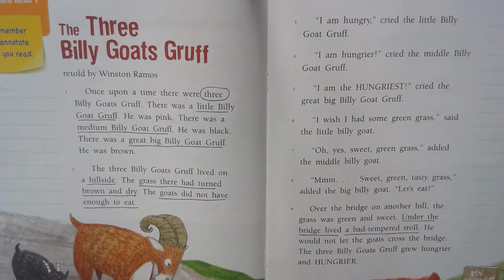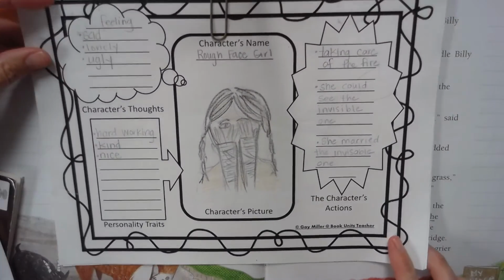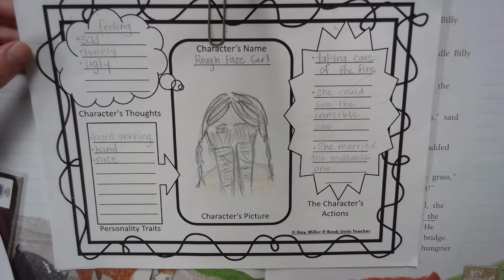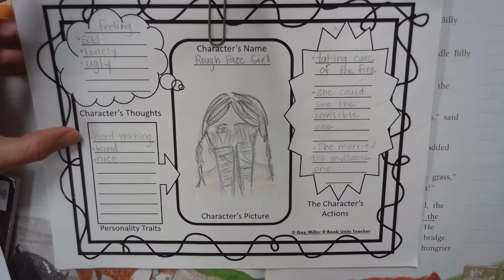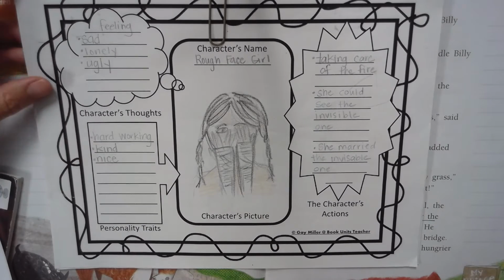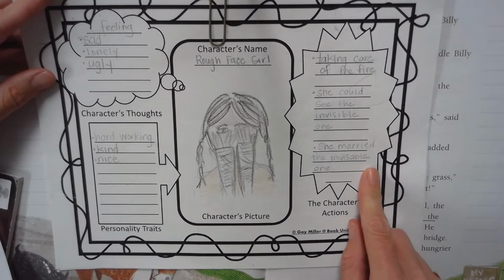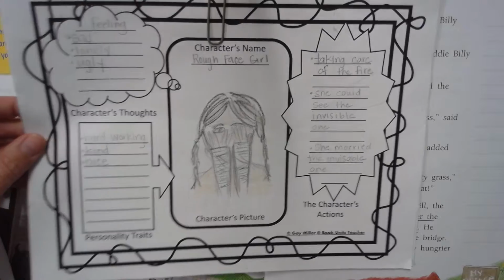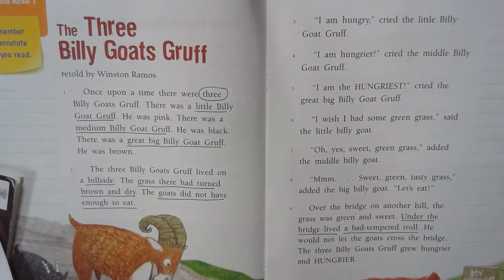We did this with Rough Face Girl. If you remember, we picked some words that described her character. I can show you just to give you some memory here. We said she was feeling sad and lonely, not pretty, but that she was hardworking, kind, and nice. She was a hard worker, and we drew a picture of what she looked like. So we're going to do that today with a character from The Three Billy Goats Gruff.